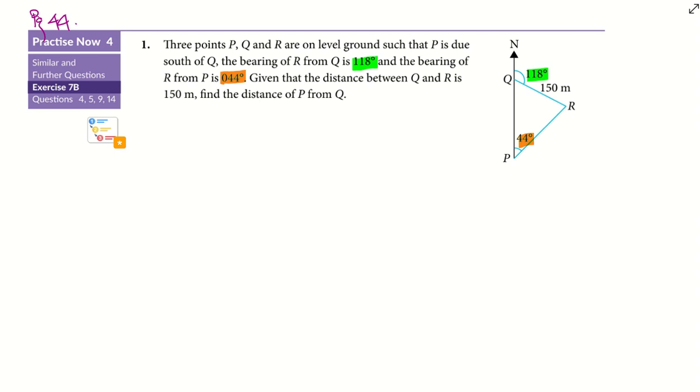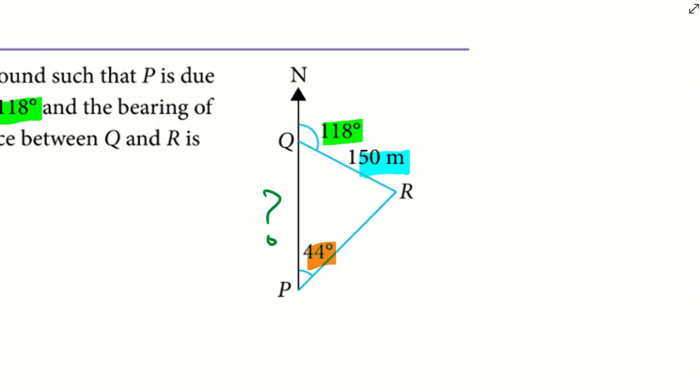And the distance of Q and R is 150 meters. Our job is to find the distance of P from Q. I've indicated it with a question mark. Notice this is a normal triangle, so there could be the use of sine rule and cosine rule, but we need to determine that. First thing, we would like the triangle to be as informative as possible. Zooming into the triangle, I would like to know all the angles within the triangle. So I'm going to do that now.